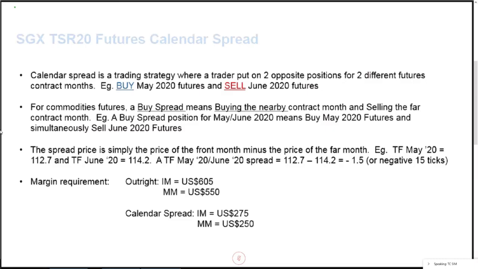So the next question is the choice and the trigger of what or how we do it. Okay, so let's get that out of the way. Let me give you some mechanics of how we derive the spread price. It's simply the price of the front month minus the price of the far month contract. Look at this slide, where May is at 112.7 and June is at 114.2. Simply subtracting one from the other, we get negative 1.5. And this is the spread. We call it the May-June spread.